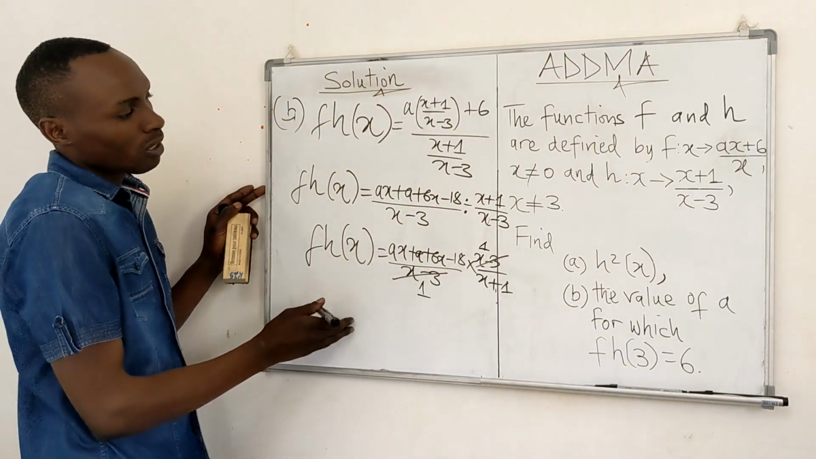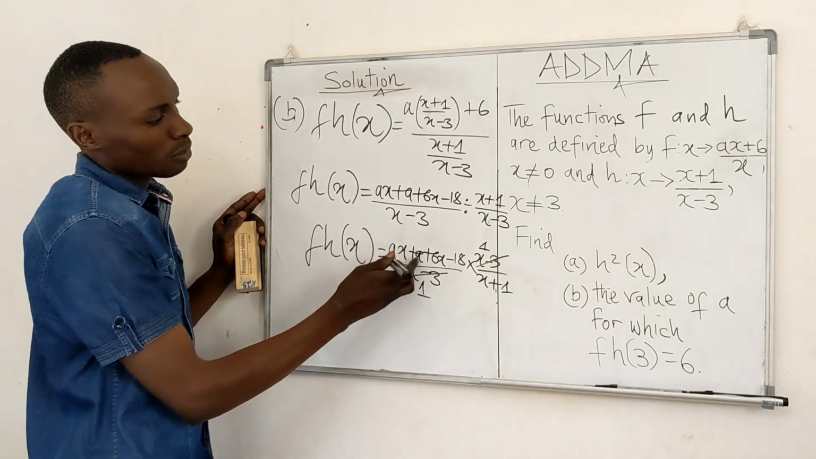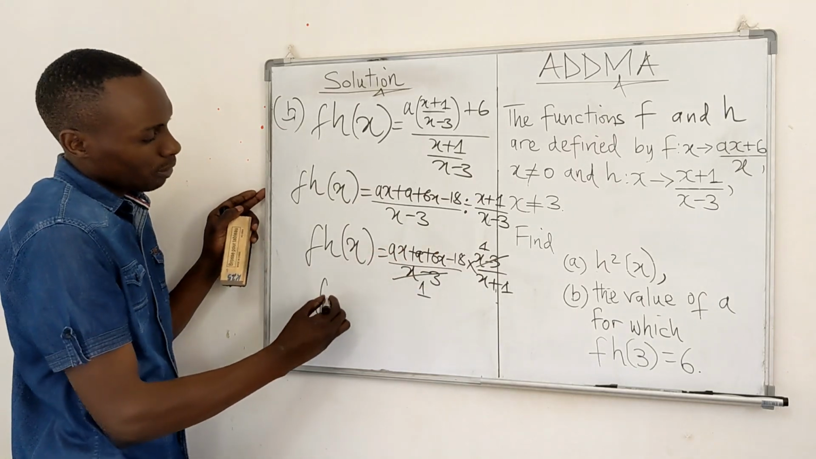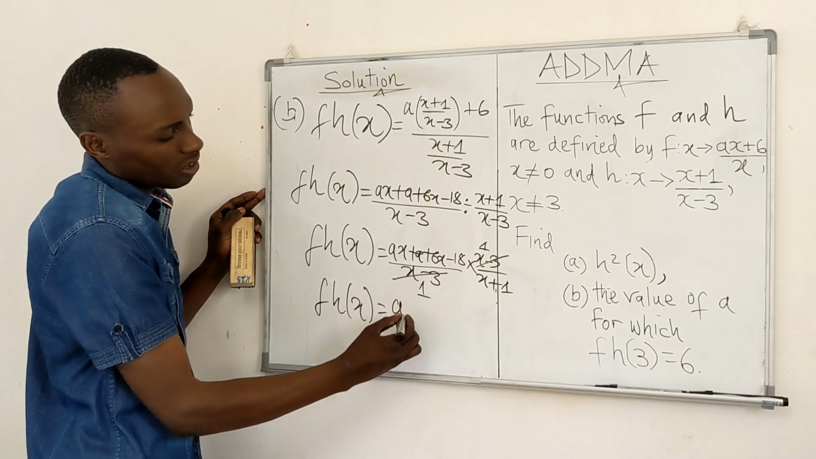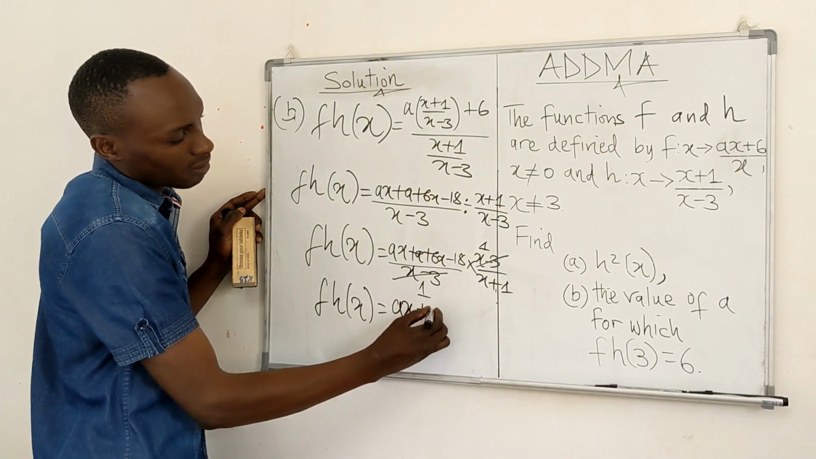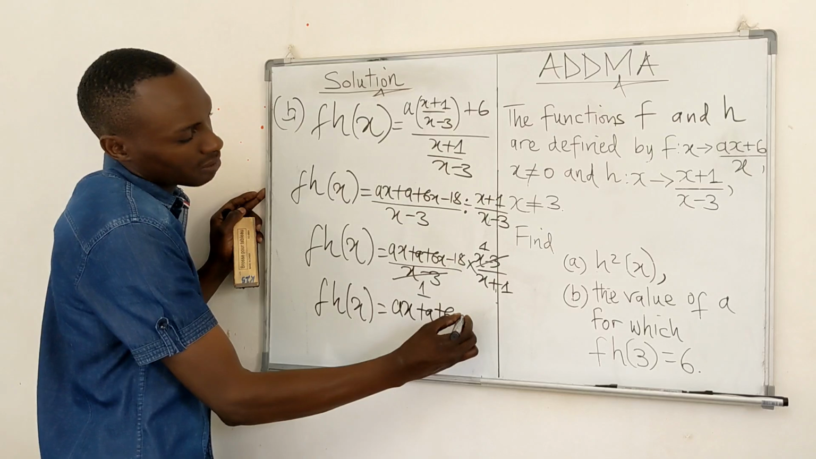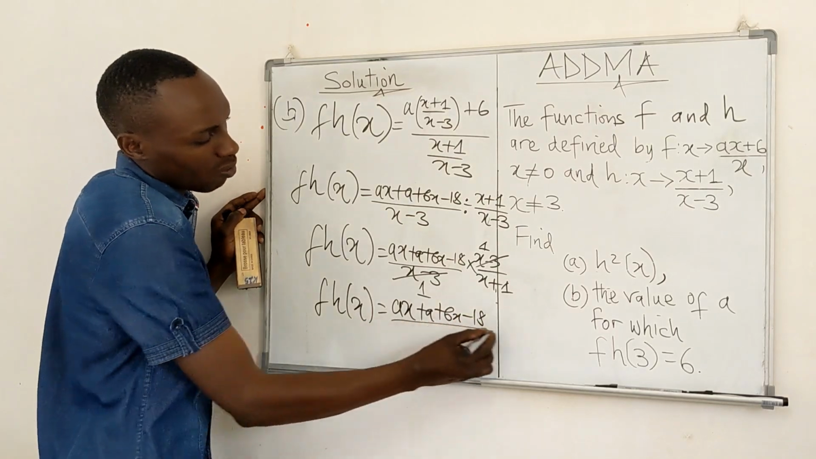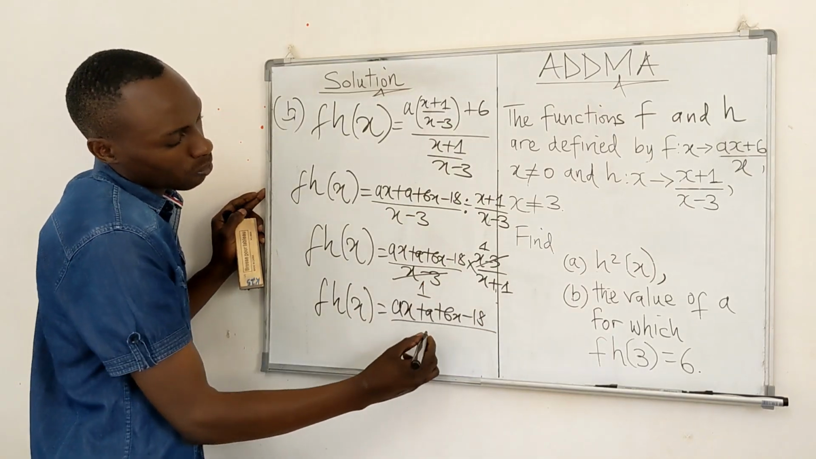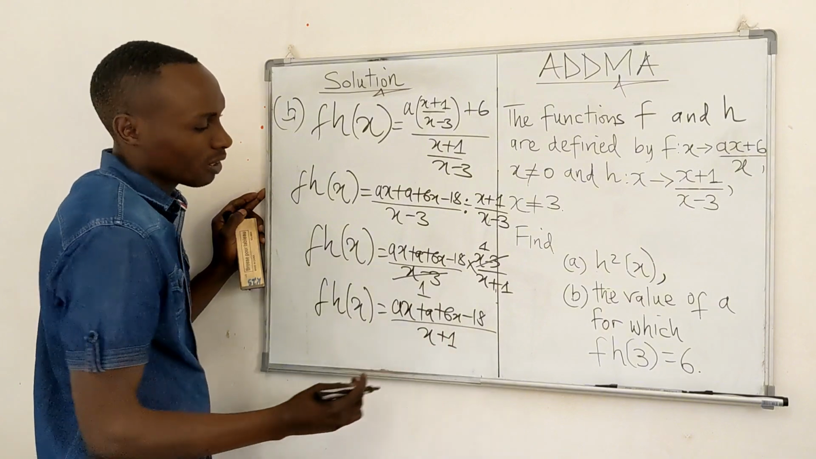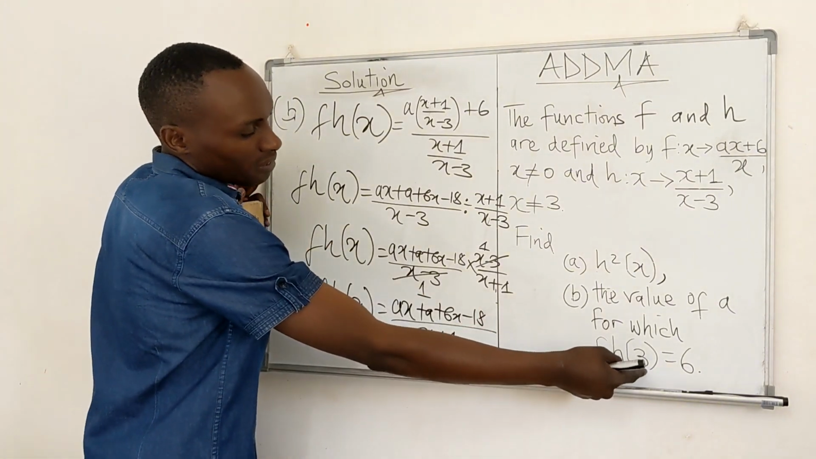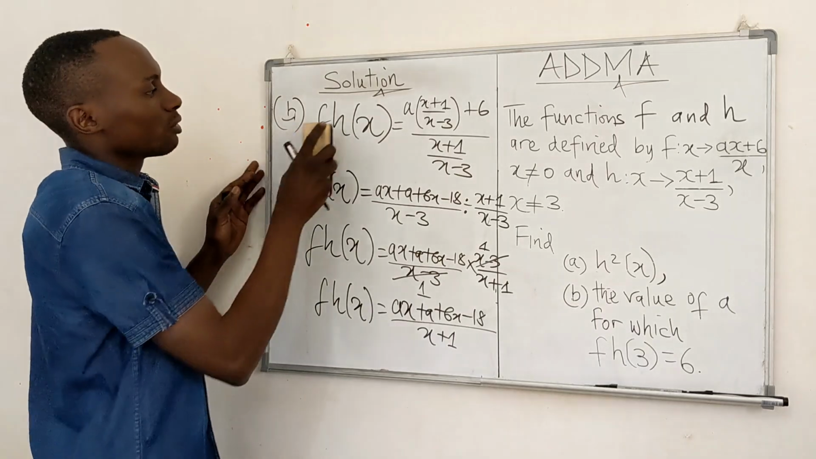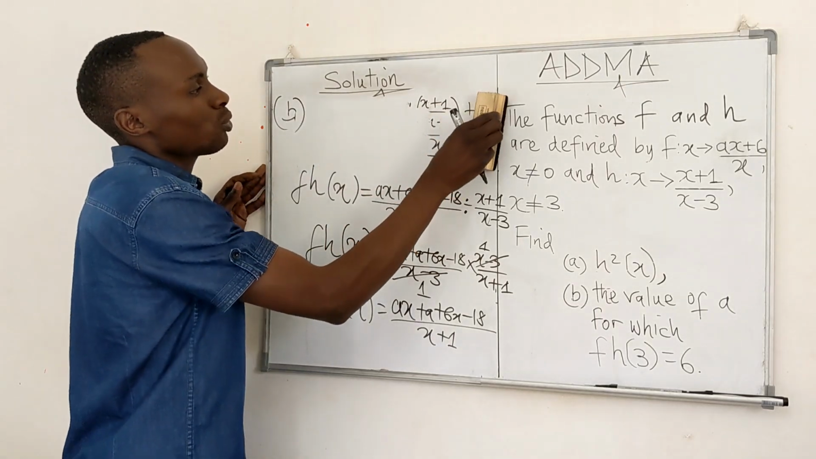So now what we can do is multiply the top part and the bottom part, which will give us the following: ax plus a plus 6x minus 18, then over 1 times x plus 1, this gives x plus 1. So now we can substitute. Where there's x, we put 3. So this will go like this. Substitution.